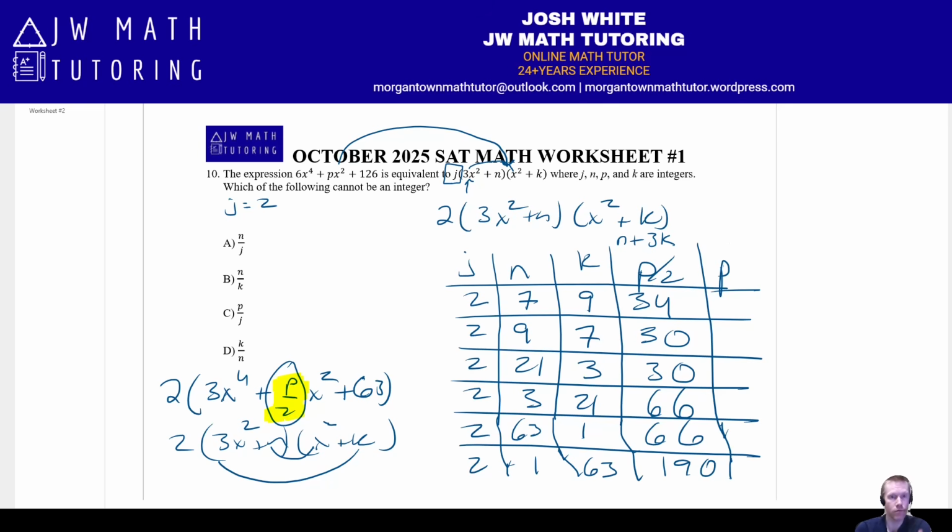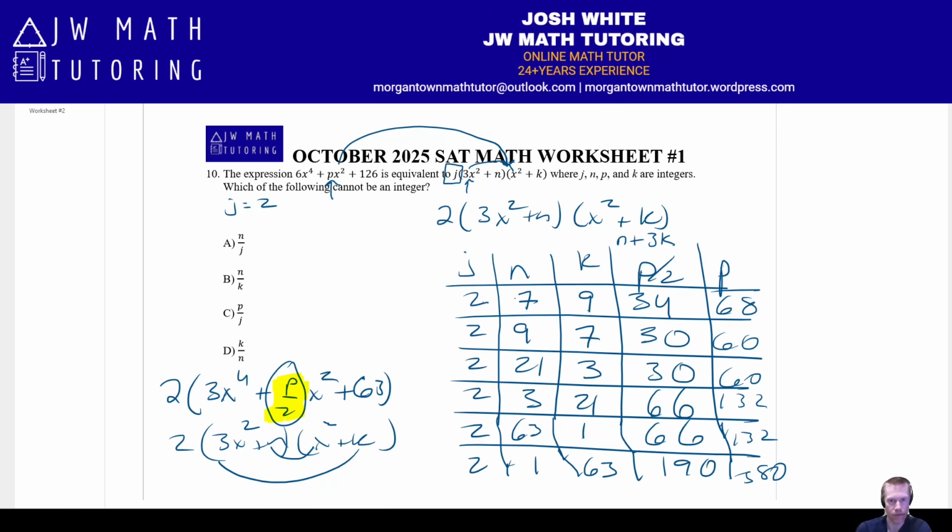But in the original equation, you have to multiply these by 2, because we factored a 2 out. So really P here is 68, 60, 60, 132, 132, and 380. Okay, so which of these cannot be an integer? So when you run down these, you're looking for whatever over whatever. Can you make an integer in any of the rows? So A, n over j, okay?